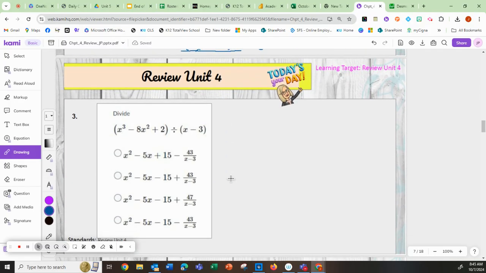Number 3 is asking us to divide, and this time we'll do synthetic division. So our first step in synthetic division is to take what we're dividing by, the x minus 3, set that equal to 0 and solve. And that's going to give me x equals positive 3. I'm going to take the positive 3 and use that for my divisor. So that's going to go on the outside. Remember, with synthetic division, you take away the variables and only use your coefficients. So I have a 1 for my 1x cubed. I have a negative 8 for my x squared.